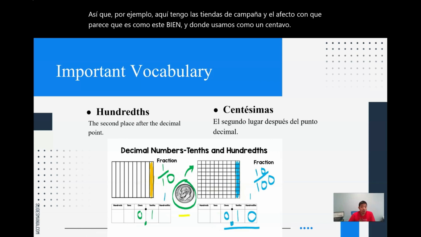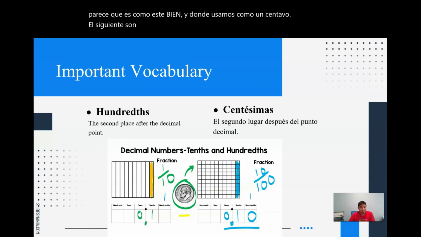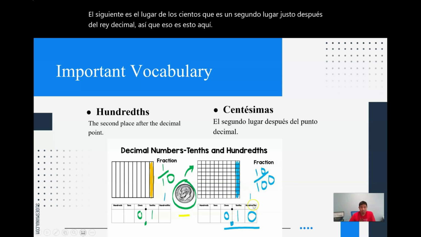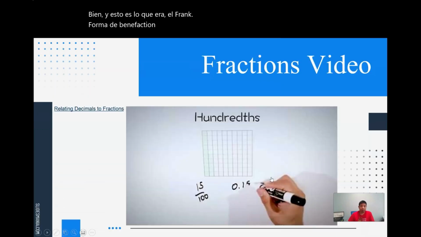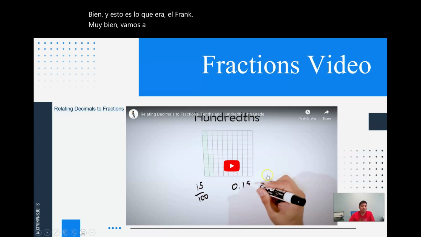Next one is the hundredths place, which is the second place right after the decimal, okay? So that's this right here. So this is the hundredths place, see? Okay, and this is what it would look like in a fraction form. Alright, let's go ahead and watch this fraction video. I think it's going to be really amazing in what we're going to be learning today, okay?